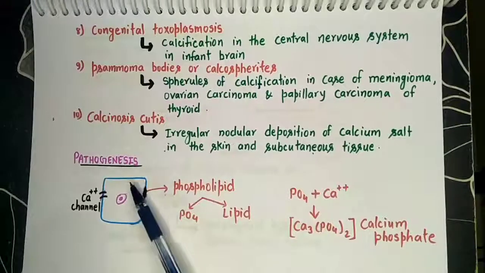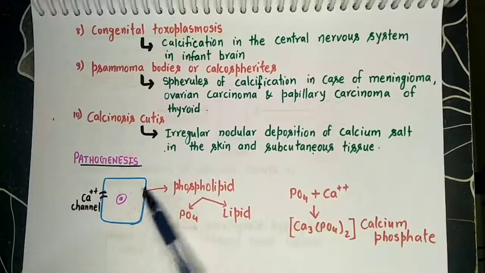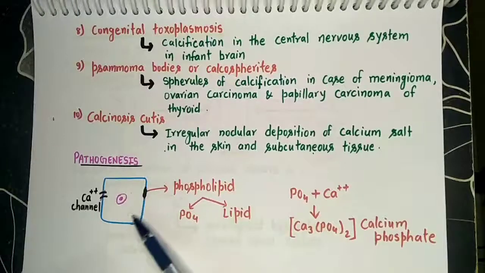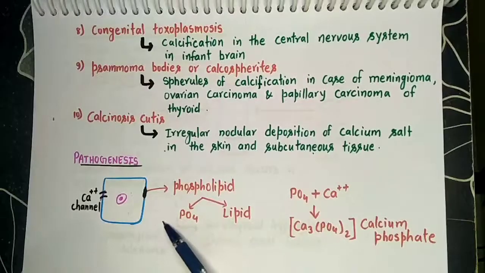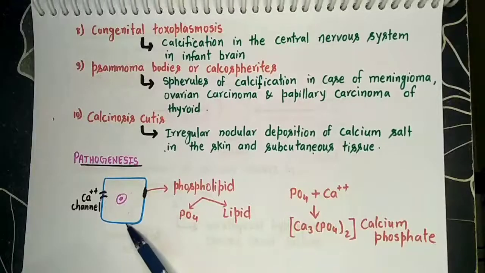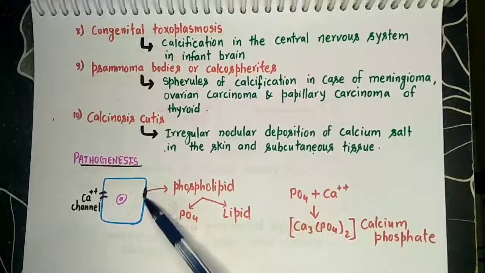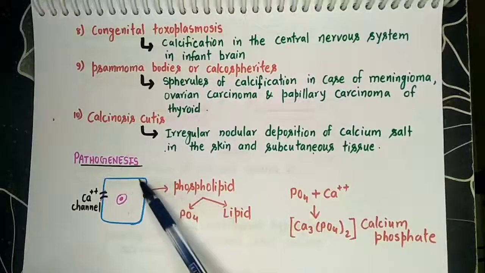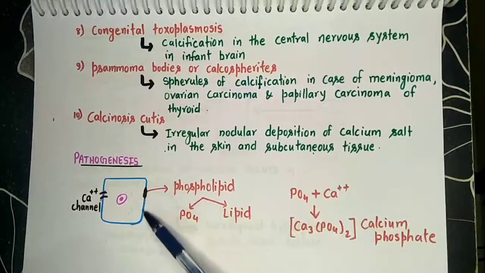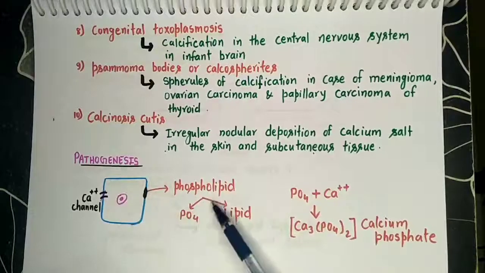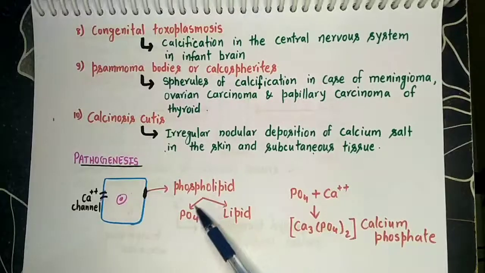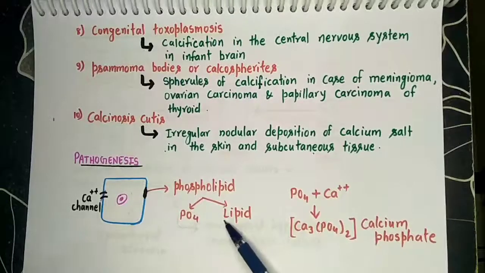Now come to pathogenesis of dystrophic calcification. As we all know that dystrophic calcification only occurs in case of necrosed tissue, and for necrosis there will be hypoxia or cell injury. So in case of cell injury, the membrane of the cell gets damaged and phospholipid comes out, because phospholipid is a component of the membrane of the cell, and phospholipid gets broken down into phosphate and lipid.